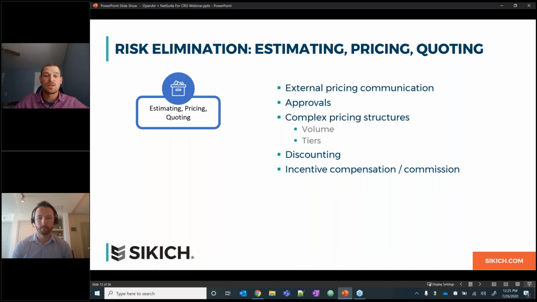And then the last piece is incentive comp or commissions. So we can build our compensation or our commissions in a number of different ways, whether it's bookings, billings, collectability, but it really starts up front with the quoting in terms of laying out who is associated to the particular sale, how they are going to be compensated on it, and when do we pay that out.